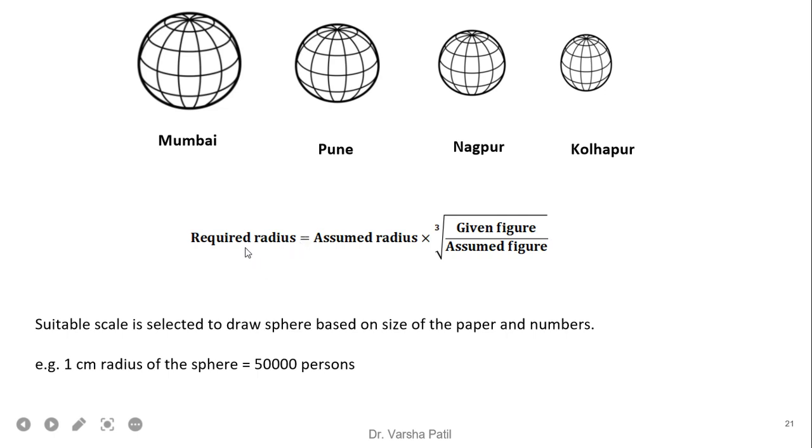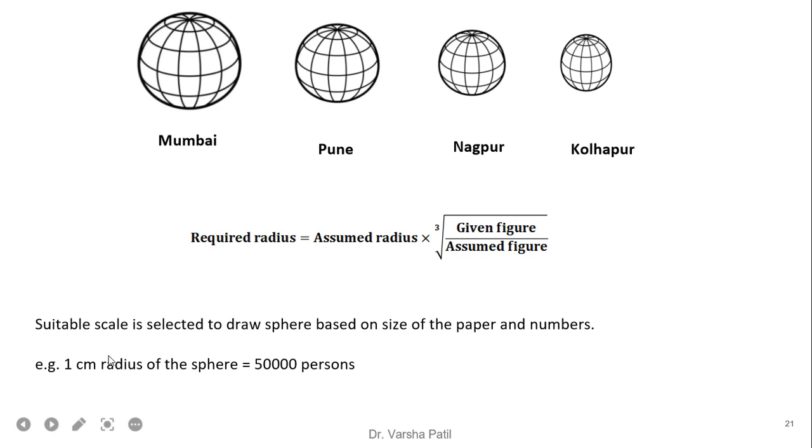Now here the formula to draw the sphere of a particular radius is: required radius is equal to assumed radius into the cube root of given figure divided by assumed figure. This is taken based on the size of our paper or the size of the slide on which we require to draw this particular sphere. A suitable scale is selected to draw the sphere based on the size of the paper and the numbers.